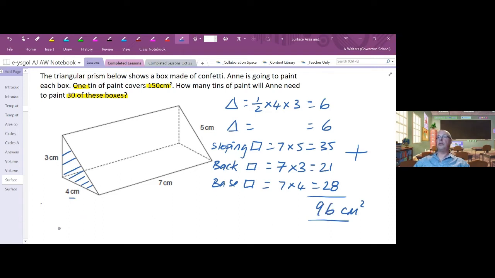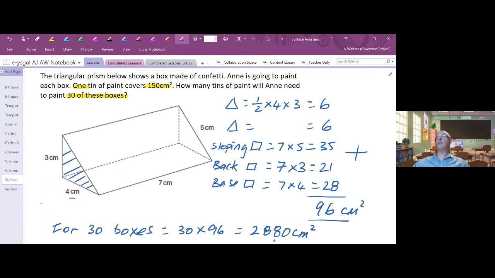Now there are 30 boxes. So for 30 boxes, it's just simply a case of 30 times 96. You tap that out on your calculator to get 2880 centimeters squared. So that's the surface area of 30 of these boxes, these confetti boxes.